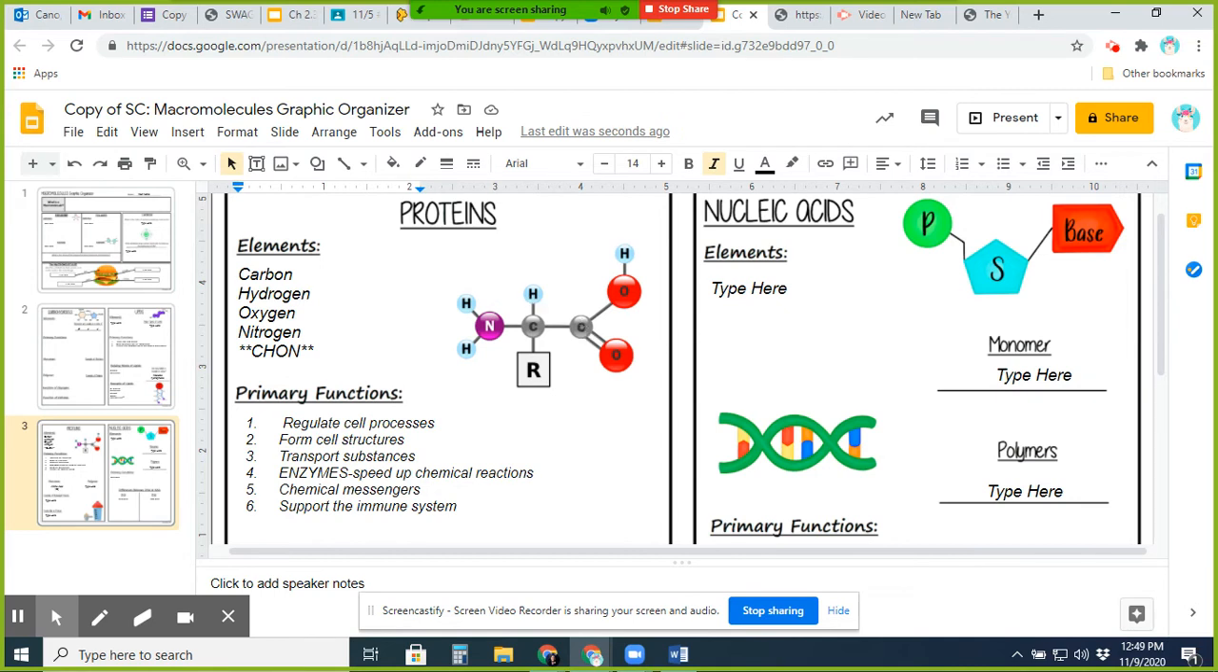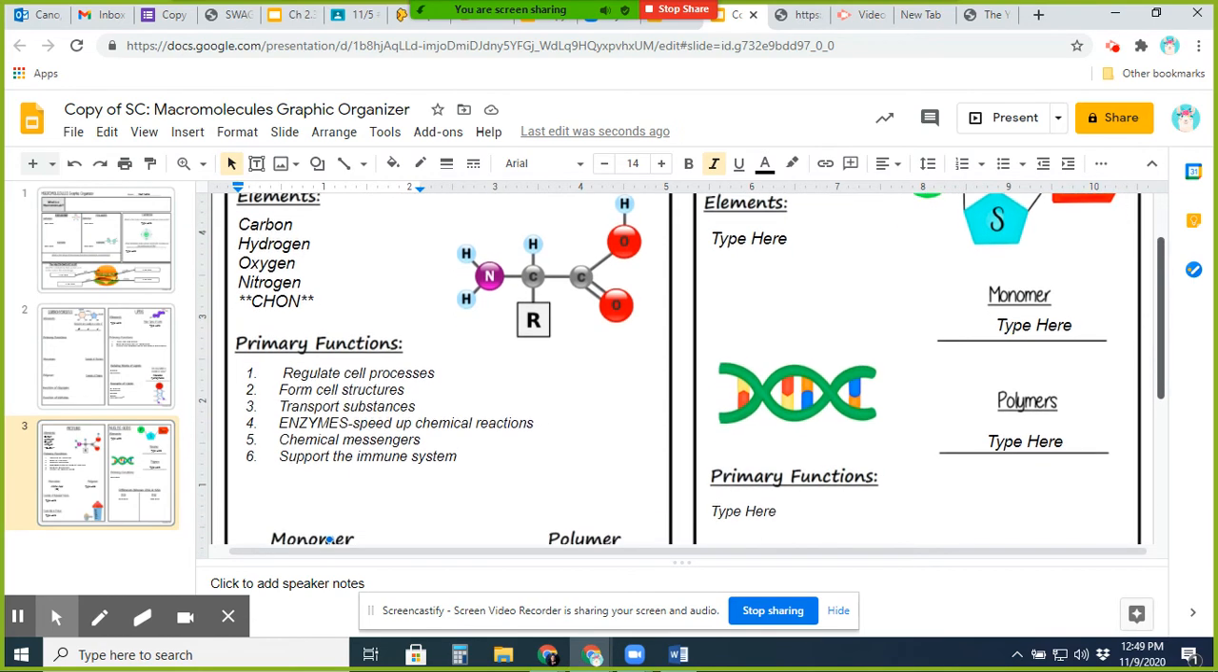Over here, I have a carbon connected to 2 oxygens, and there's a hydrogen over here. This side of the molecule is called the carboxyl group. And then down here, we have this R. R is kind of like a placeholder. We call it the side group.